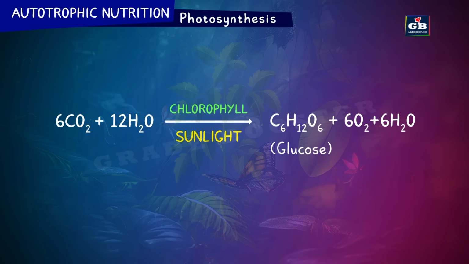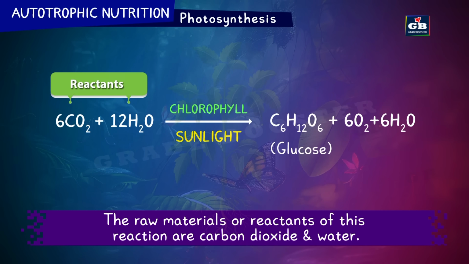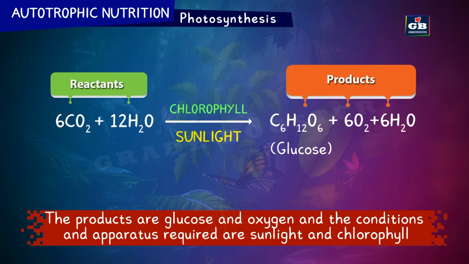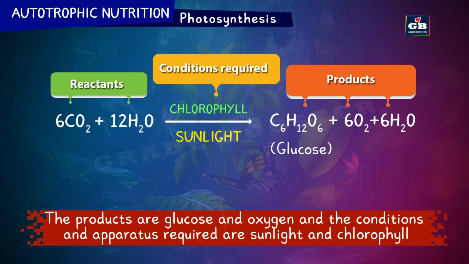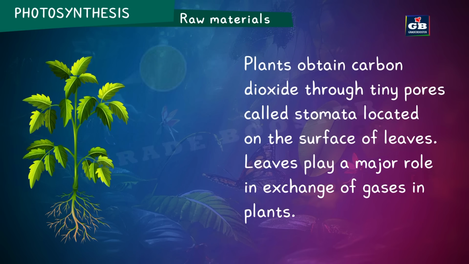So from this equation, we can understand that the raw materials or reactants of this reaction are carbon dioxide and water. The products are glucose and oxygen, and the conditions and apparatus required are sunlight and chlorophyll. Let us see how plants acquire their raw materials. Plants obtain carbon dioxide through tiny pores called stomata located on the surface of leaves.